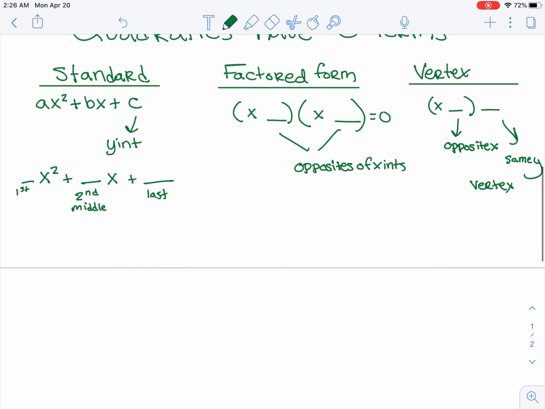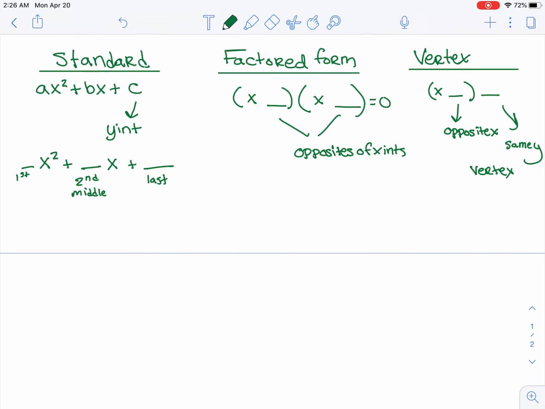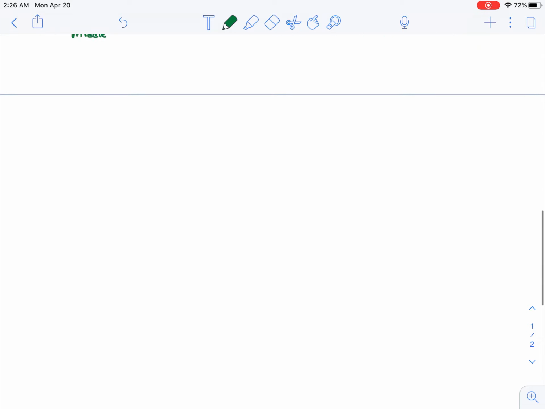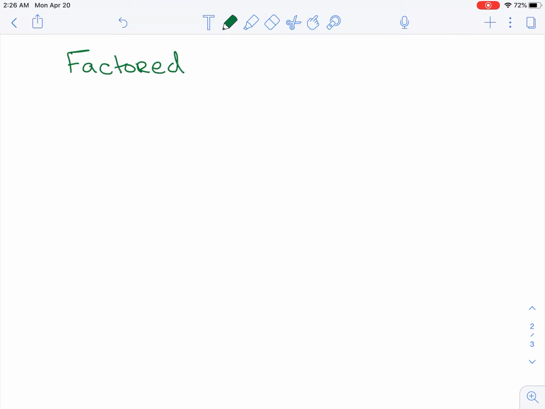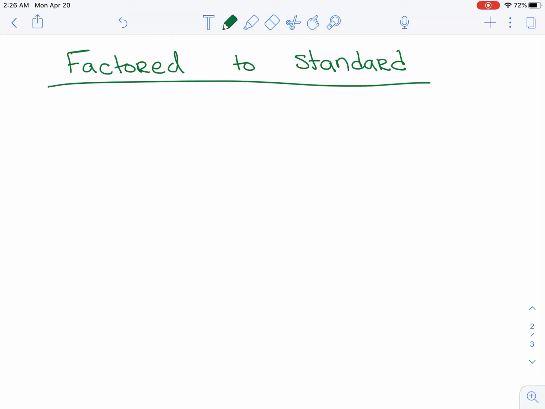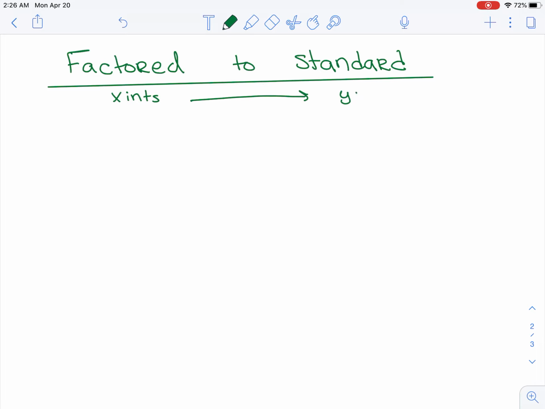So I'm going to start by giving you factored form. I'm going to talk about what that gives you automatically, and then we're going to talk about how to go from factored form to standard form. We need to be able to do this because factored form only gives me x-intercepts, and eventually I'm going to need that y-intercept as well. You're going to need to be able to do all of these things.